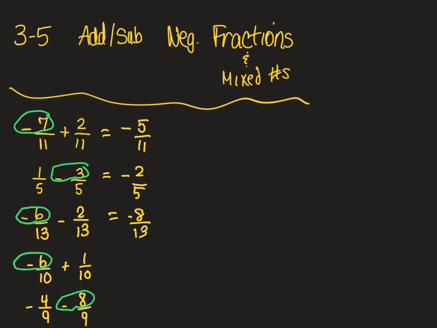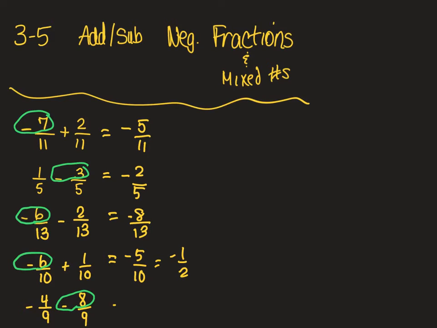Next question, I'm going to subtract. 6 minus 1 is 5. 5/10, I say that it's negative. Sometimes you have to simplify. So sometimes you're not done, you have to simplify. That becomes negative 1/2.